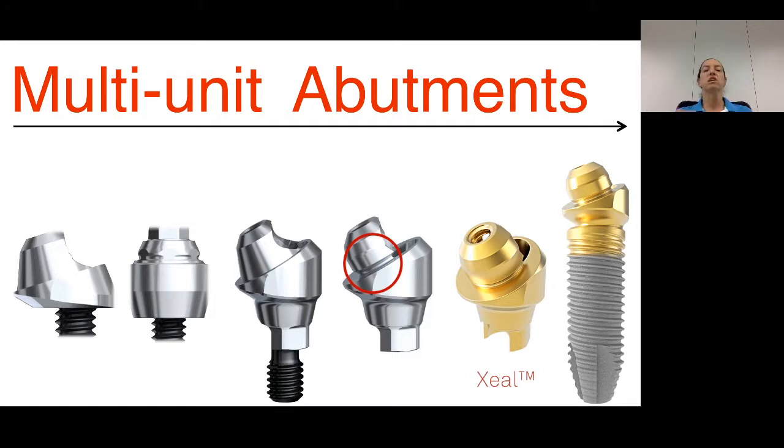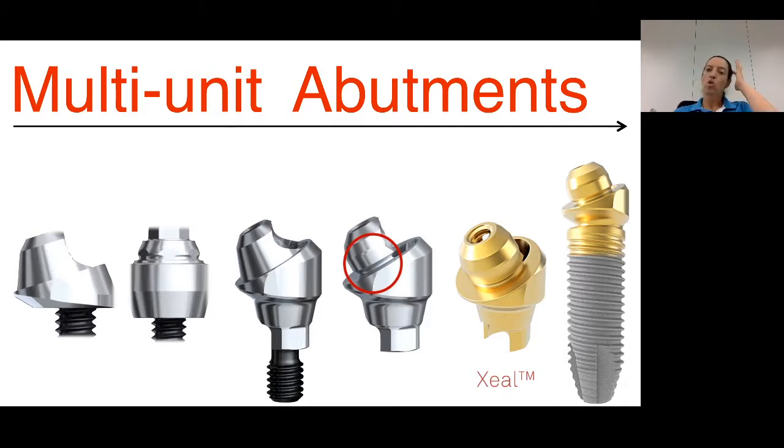You're going to see that through our protocol, after 10 days, when the patient comes, we remove the prosthesis to remove the suture. After 2 months the patient comes again, we remove the prosthesis. After 4 months, the same. So everything is done at the abutment level.